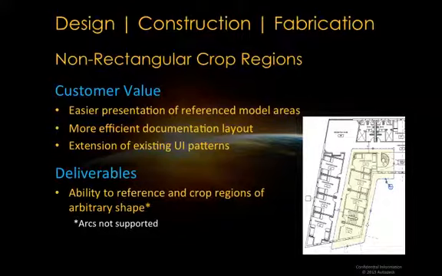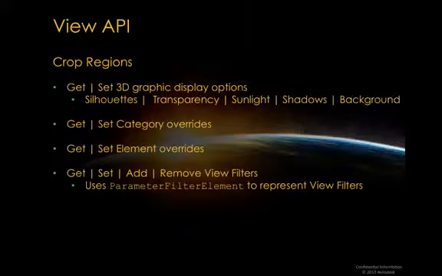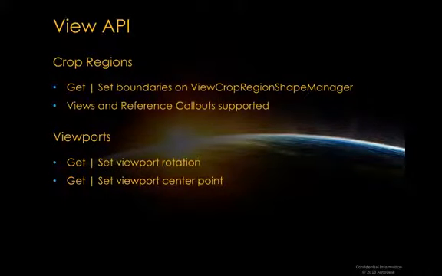I mentioned the non-rectangular crop regions in the user interface overview. This is accessible through the API as well. We can now get and set 3D graphic display options. We can get and set category and element overrides, and we have the possibility to get, set, add, and remove view filters. The boundaries of a crop region are accessible through the ViewCropRegionShapeManager, and view and reference callouts are supported. We can also now get and set viewport rotation and center point.